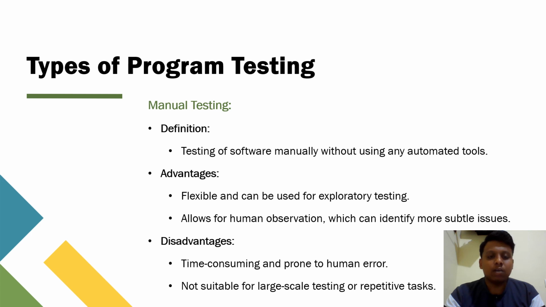Now let us look at types of program testing. The first one is manual testing: testing of software manually without using automation tools. Advantage of manual testing is it is flexible and can be used for exploratory testing. Allows for human observation, which is suitable for identifying usability issues. Disadvantage is it is time consuming and prone to human error. Not suitable for large-scale testing or repetitive tasks.